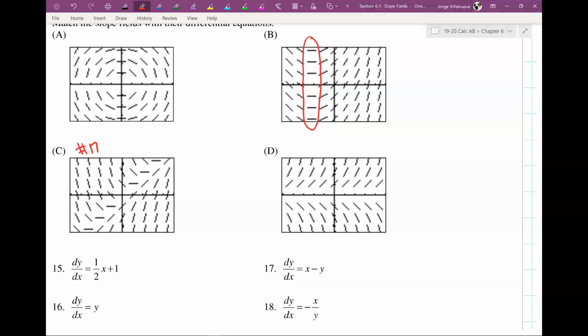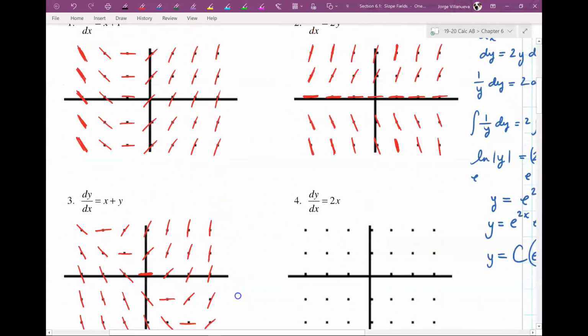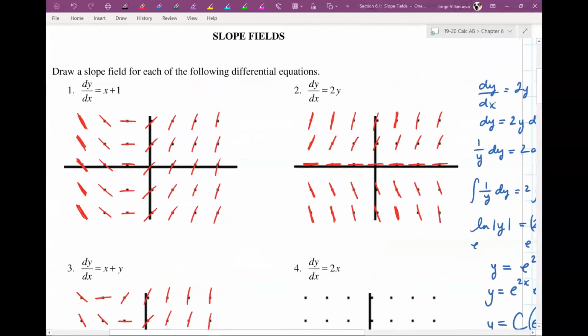Notice how B matches vertically. You guys see that? Every slope is identical vertically. Okay, D has slopes that are identical horizontally. We saw that practice in the very beginning. 1 has matching numbers vertically. What's missing in terms of x and y from number 1?